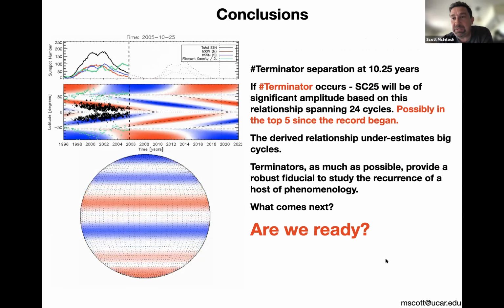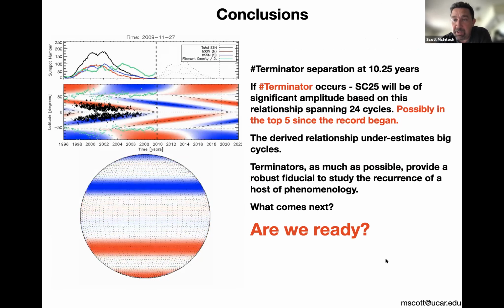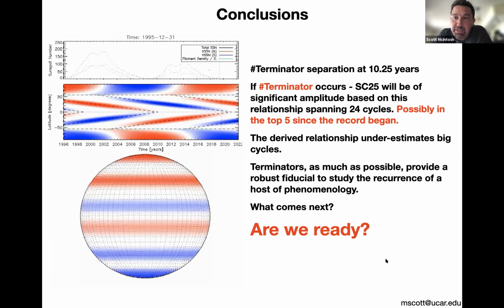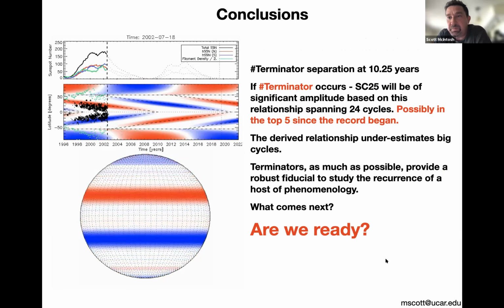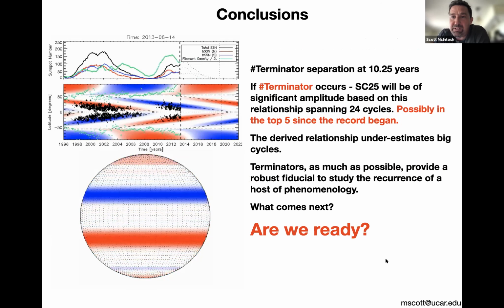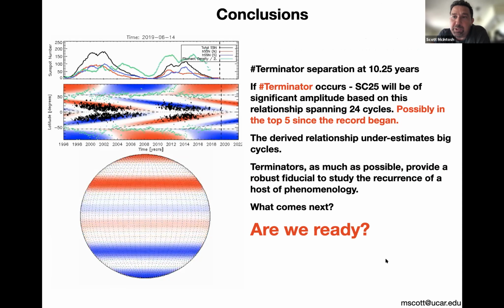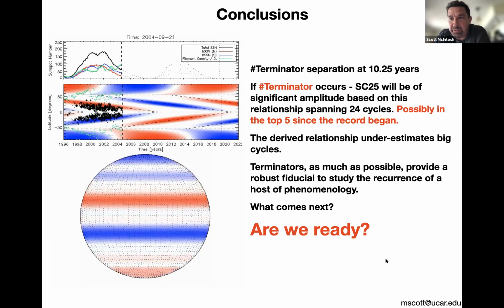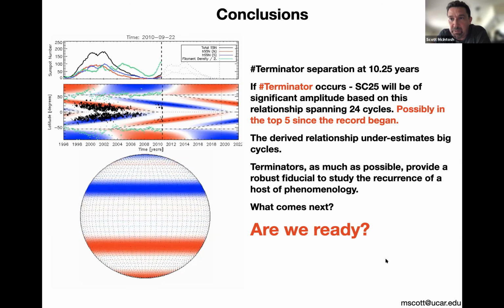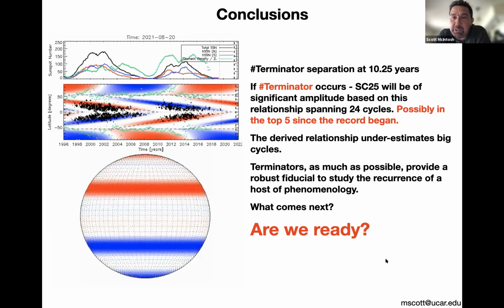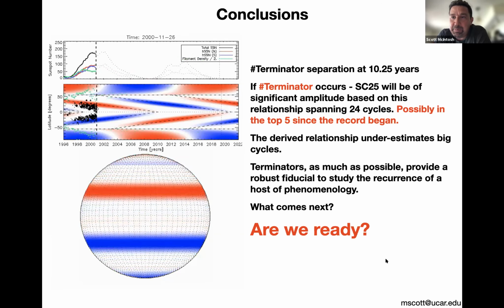Now, if a terminator were to happen tomorrow, right? If Arnold Schwarzenegger were to walk in and go, "I'll be back," right? If that was to happen tomorrow, it would be about 10.5 years since the last one, not even quite, 10.25, which would put our prediction still about double the consensus opinion on cycle 25. That will still put it in the top 10 since records began.